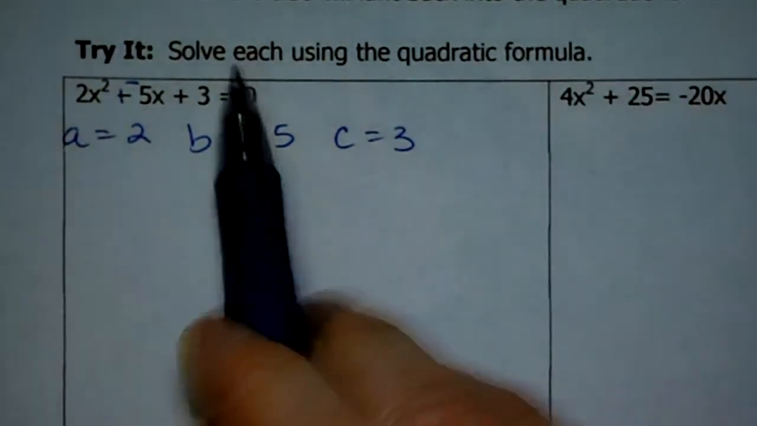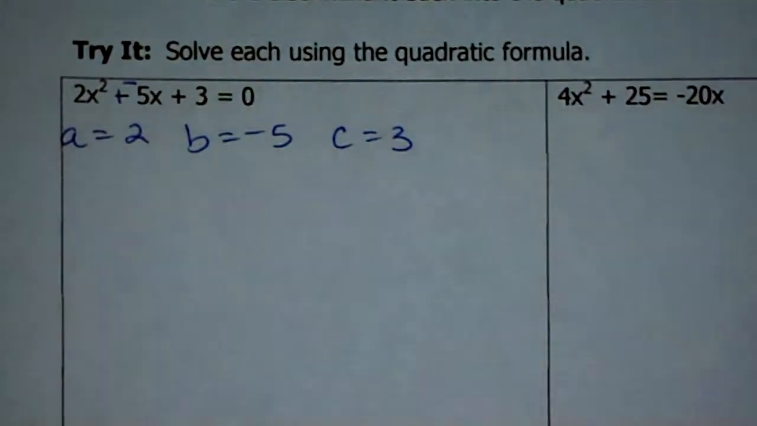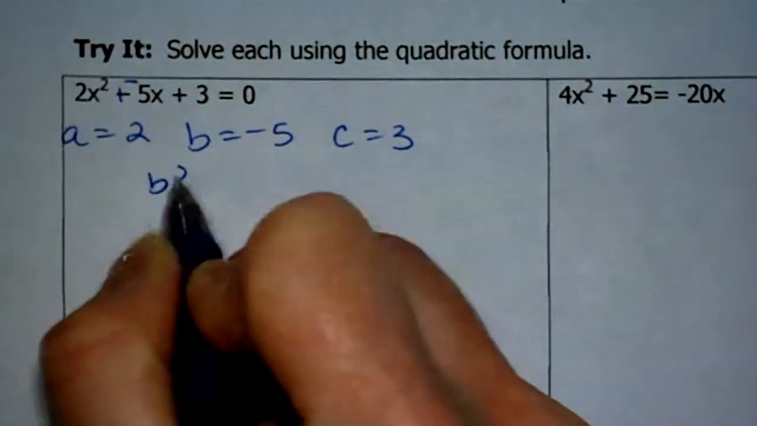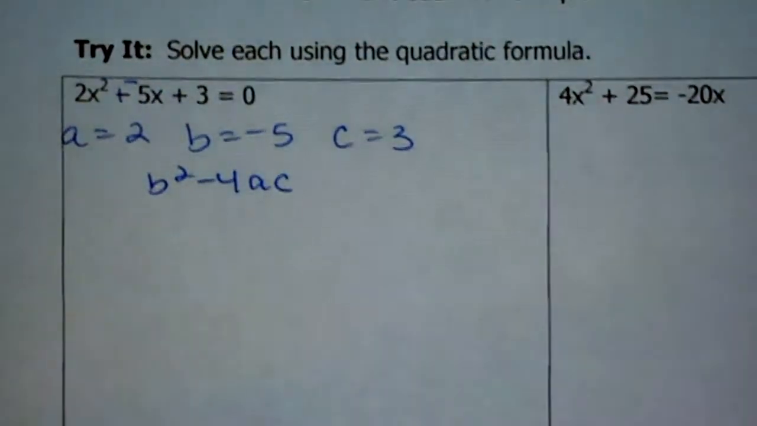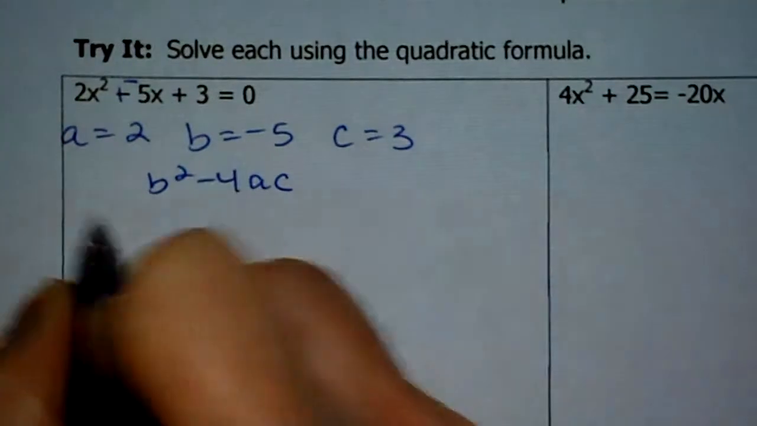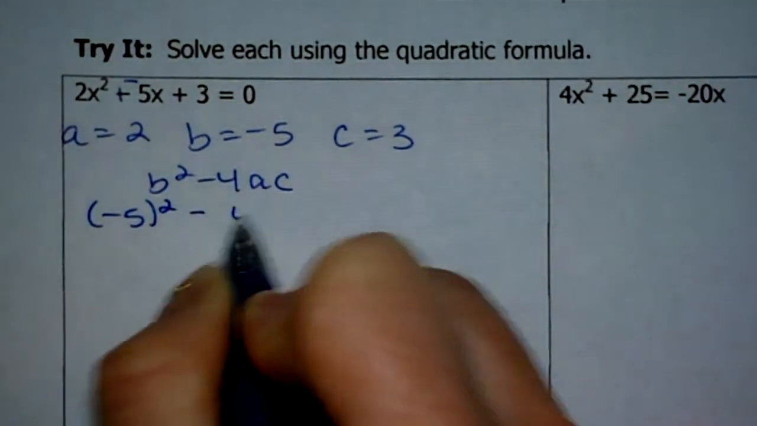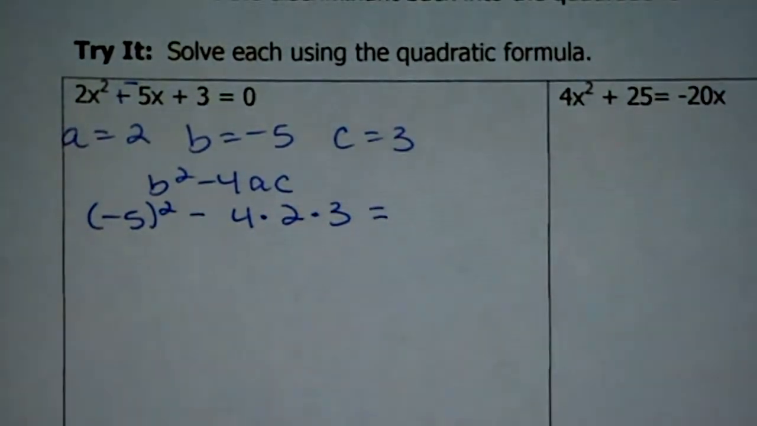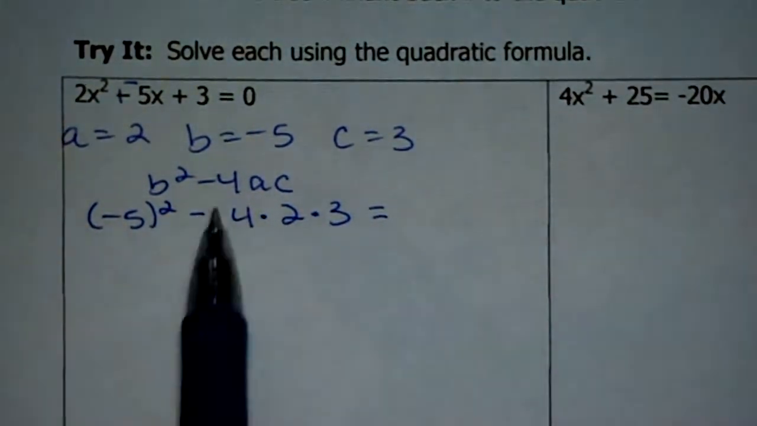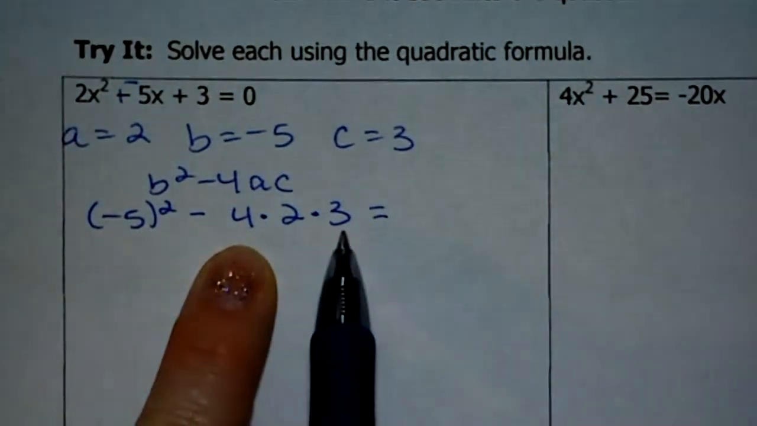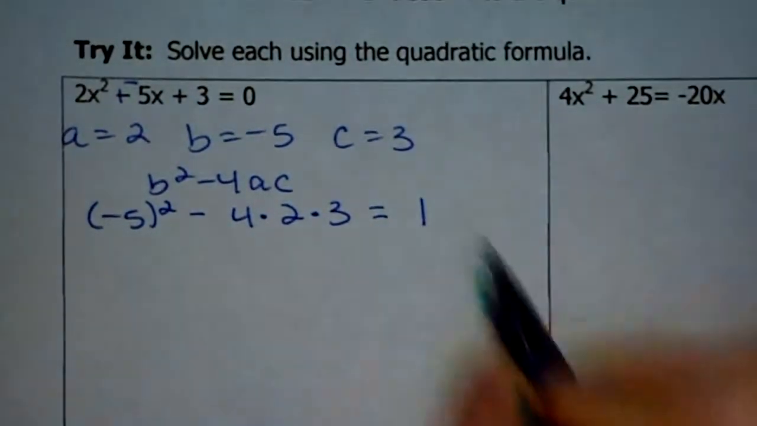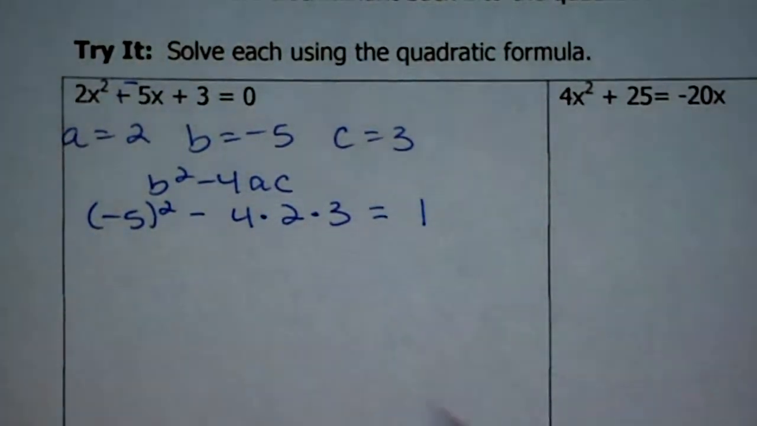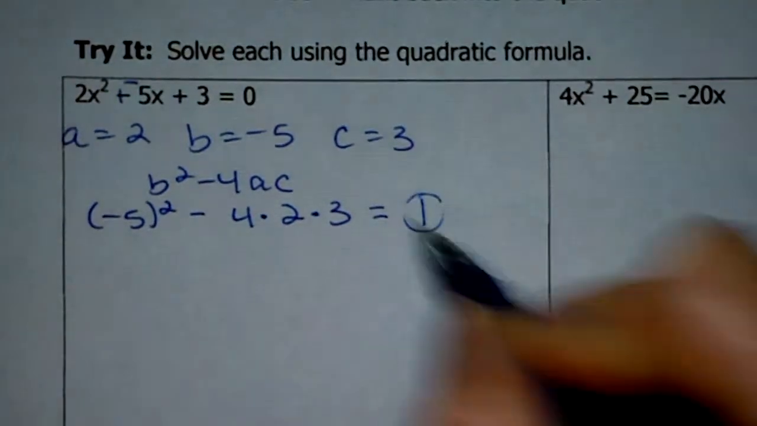Step 3 says calculate the discriminant to determine the number of solutions. So right now, I'm going to calculate b squared minus 4ac. B is -5, A is 2, C is 3. So I'll shortcut it now. You can go ahead and type all that in. You'd end up getting 25 minus 24, which gives you 1. Because that's greater than 0, I'm going to get 2 solutions. So I know that this number right here is my discriminant.